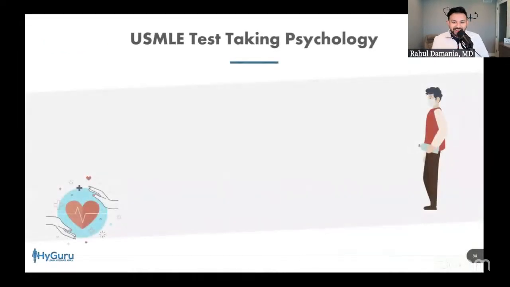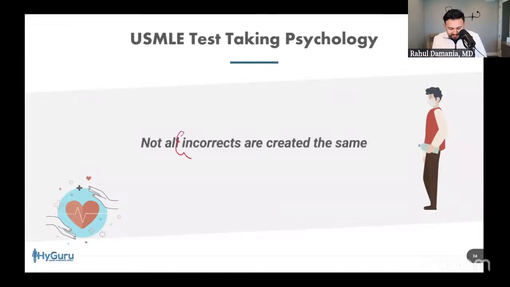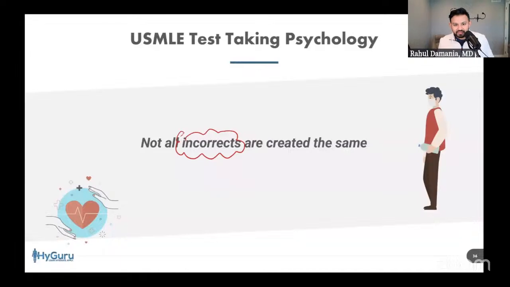All right, here is another test-taking psychology. Not all incorrects are created the same. Too often I see students go 1 through 40 in a linear fashion. Oh, I'll start with question 1 and I'll go forward. Remember that there are some incorrects which you got maybe due to silly mistakes, maybe due to changing your answer. You want to be strategic on which incorrects you are going to be reviewing first.